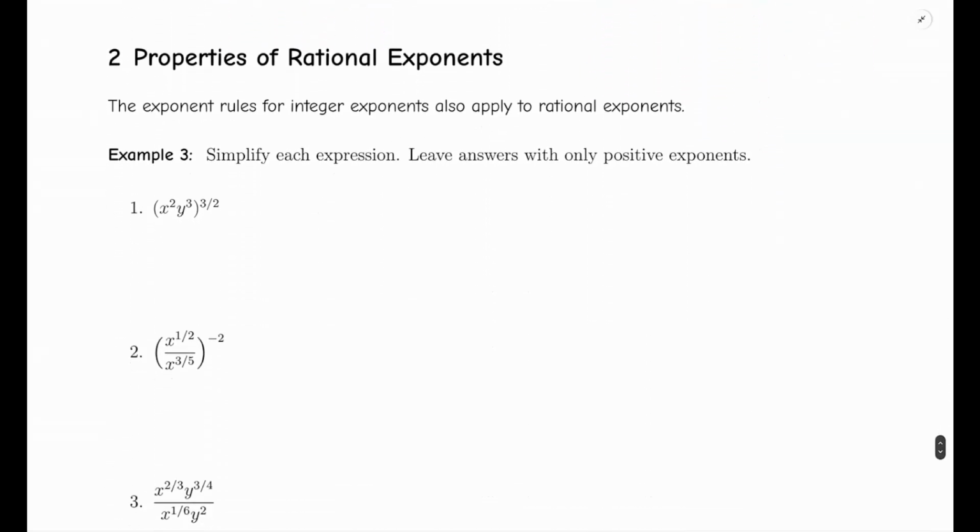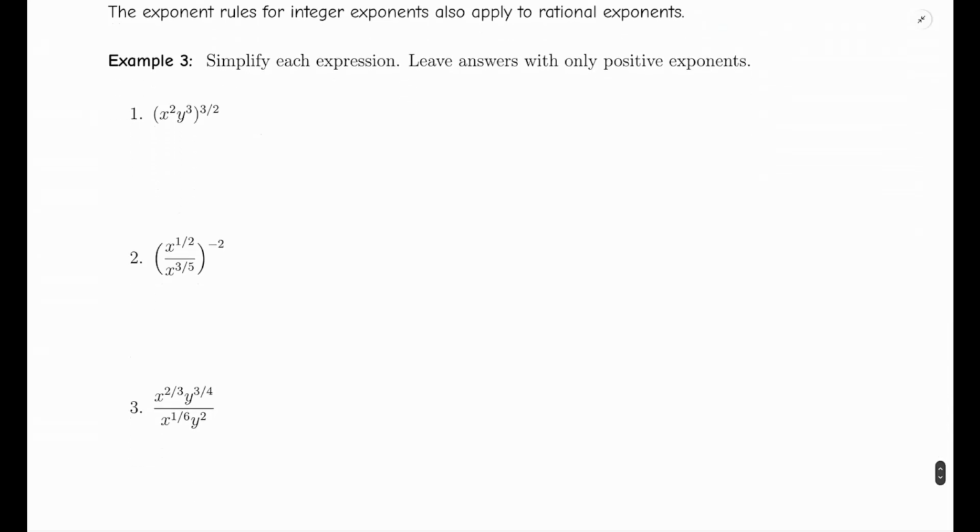Properties of rational exponents. The exponent rules for integer exponents also apply to rational exponents. Simplify each expression, leave answers with positive exponents. So remember, when you have a product to a power, you can distribute. So this becomes x squared to the 3 halves times y cubed to the 3 halves. And now we have a power to a power, so we multiply. So we get x to the 6 halves times y to the 9 halves, and then 6 over 2 simplifies to 3. So our final answer is x cubed times y to the 9 halves.